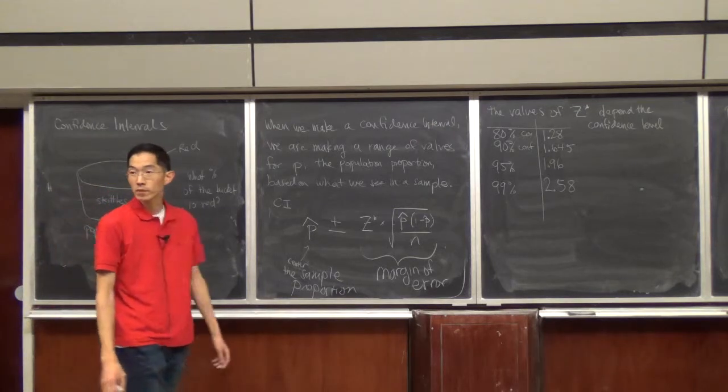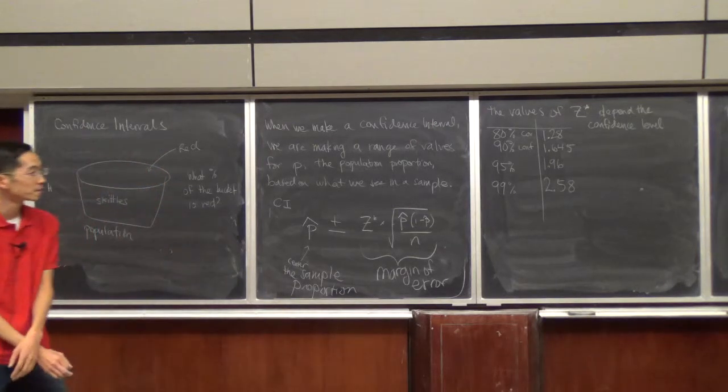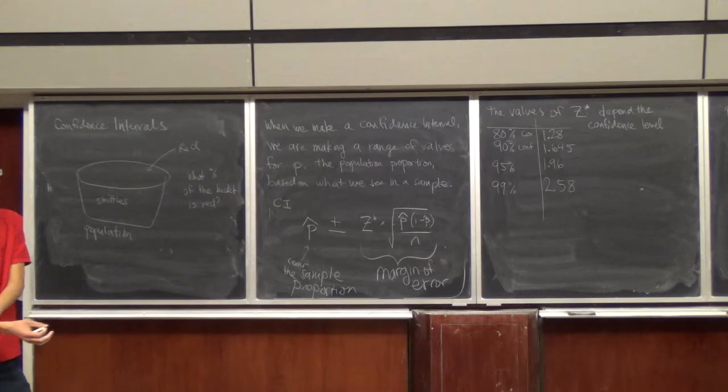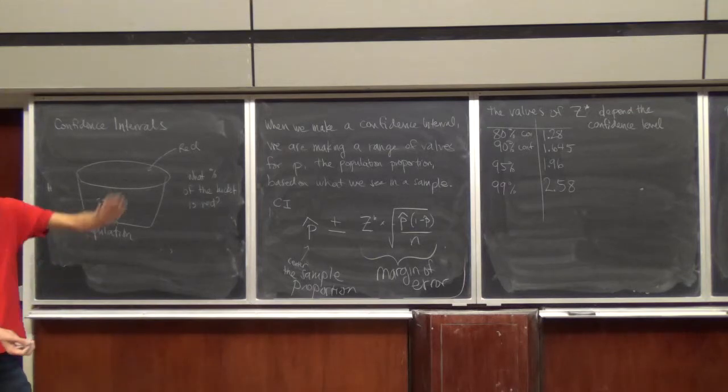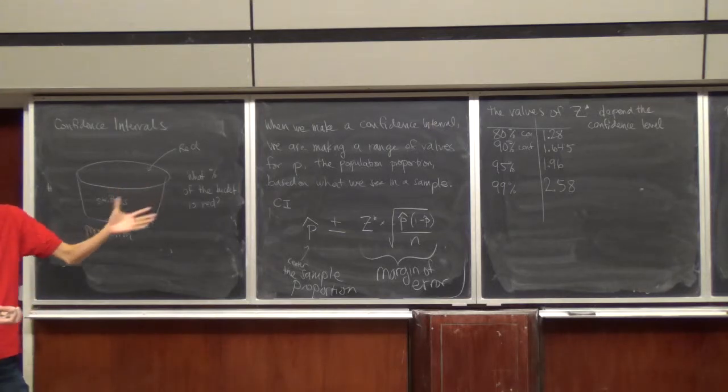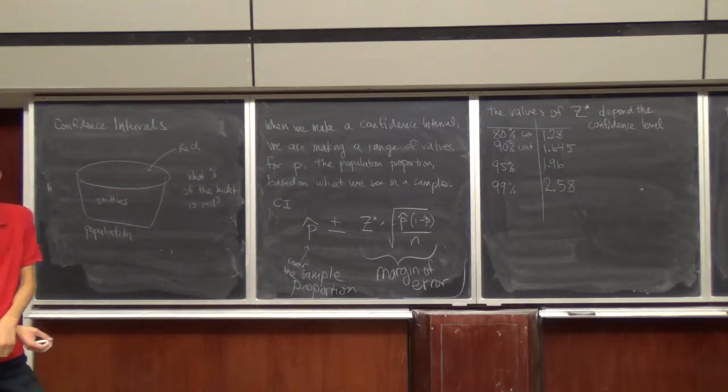What about lower than 80%? We generally don't make confidence intervals much lower than 80%. What about 85%? Yes, we could make an 85% or a 93% or something, but these are probably the most common values for confidence intervals. So these are the only ones I'm going to require you to know.